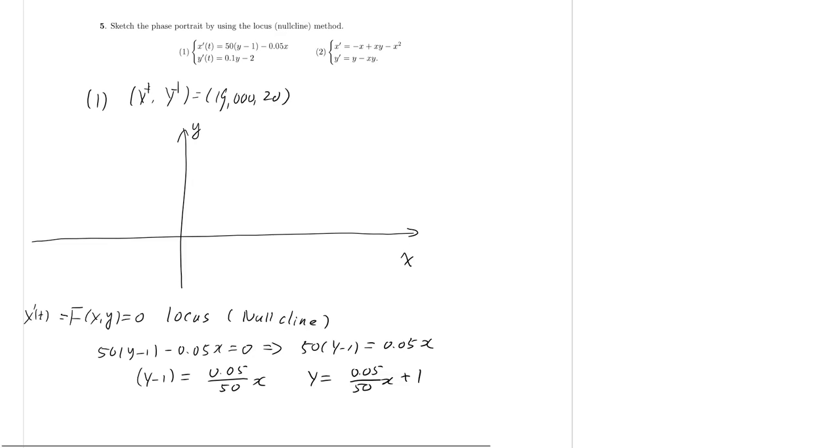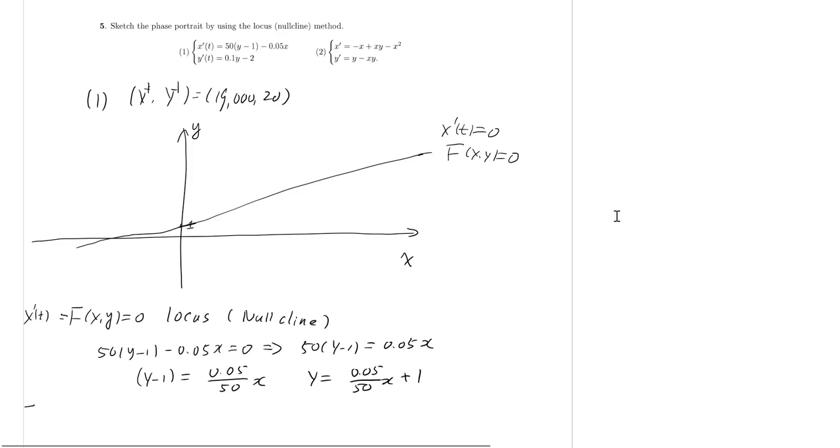So we have the intercept on the y-axis is 1, and the slope is positive, but it's very small. So this is something we have. This over here is 1, and then we have a positive slope straight line. And this is the null line for f of x, y is equal to 0. We can write down this is x prime of t is equal to 0. Okay. Now we have another one.